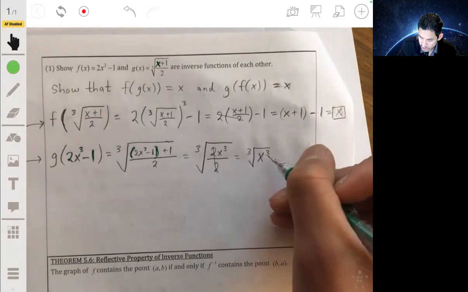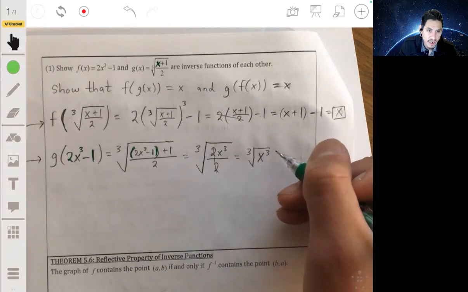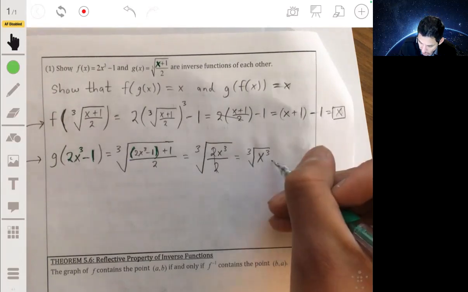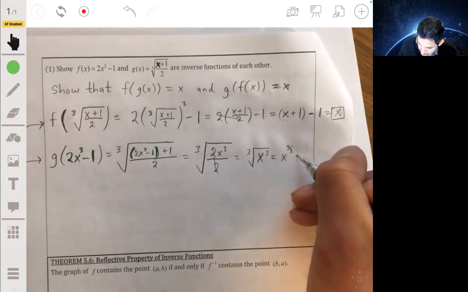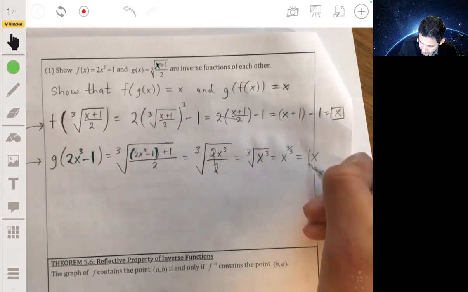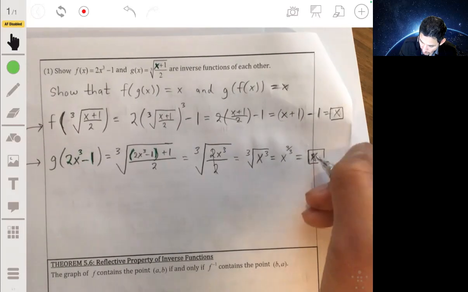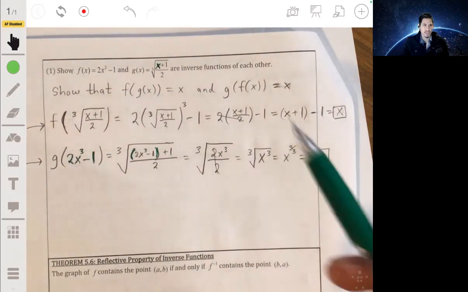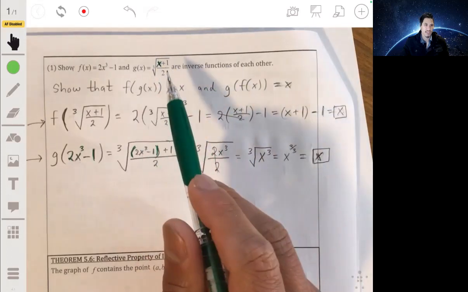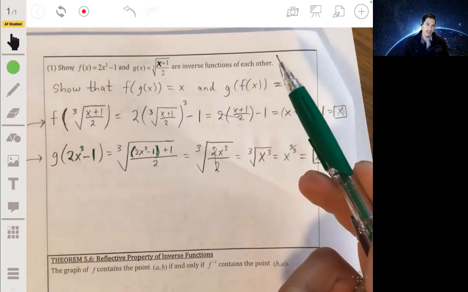And if you take the cube root of x cubed, it's just x to the 3 over 3, which is just x to the 1 power, which is just x. And then that's what we got. So we just showed that both of these functions are inverses of one another.